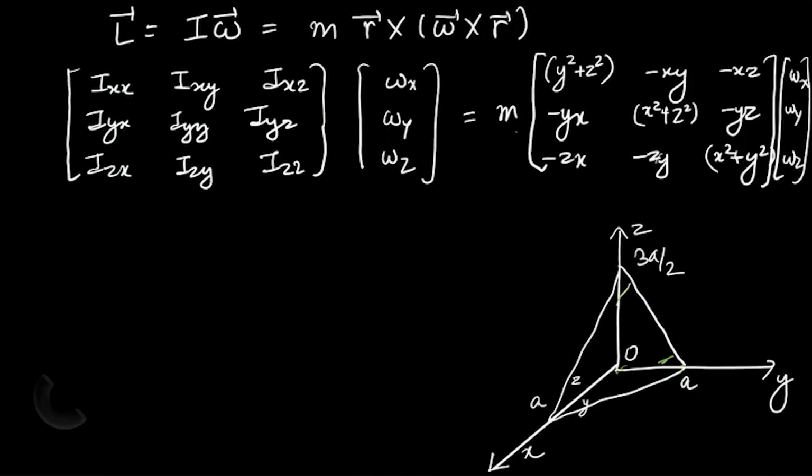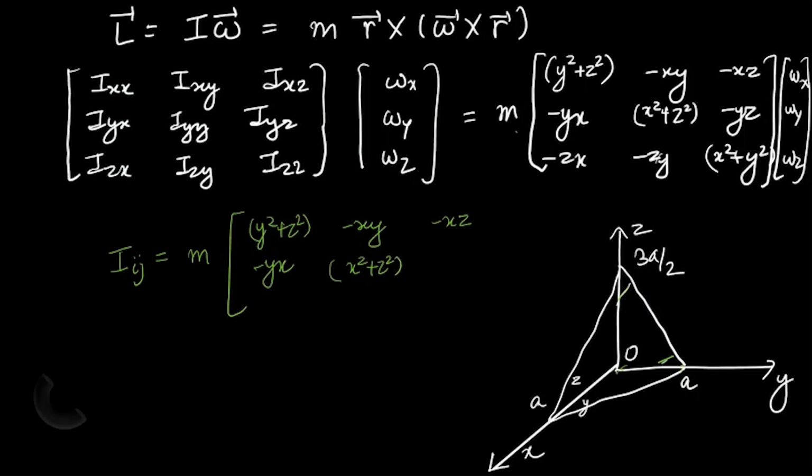So on comparing, we get the moment of inertia tensor equal to m times this matrix: y square plus z square, minus xy, minus xz, and then minus yx, x square plus z square, minus yz, minus zx, minus zy, and x square plus y square. So this is our moment of inertia tensor.